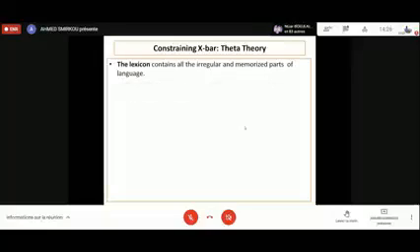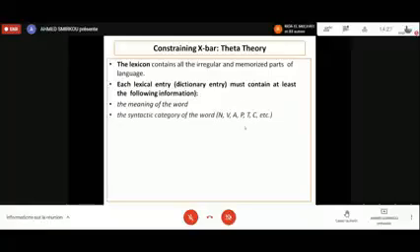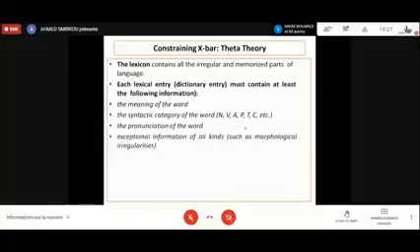Why in the lexicon and not in the computational component? Because it must be memorized, so it is in the lexicon. But if you can use rules, constraints, etc., to filter things, then we are talking about the computational component. So each lexical entry, which means any word or dictionary entry, must contain at least the following information. So when we store a word in our lexicon, we store it with the following information: the meaning of it, the syntactic category, whether it's a noun, verb, etc., the pronunciation of the word, and exceptional information of all kinds. Exceptional, if it's irregular, you must learn it by heart.